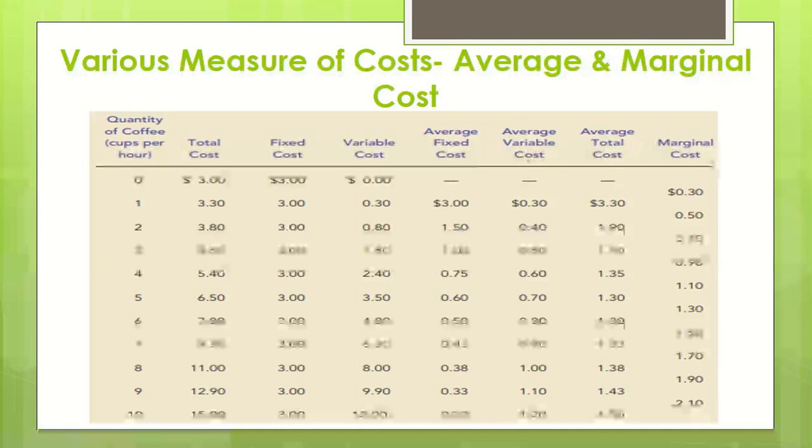And the last column, that is column 8, shows marginal cost. This is the marginal cost, that is delta TC divided by delta Q. That means change in total cost divided by change in the quantity of output produced.